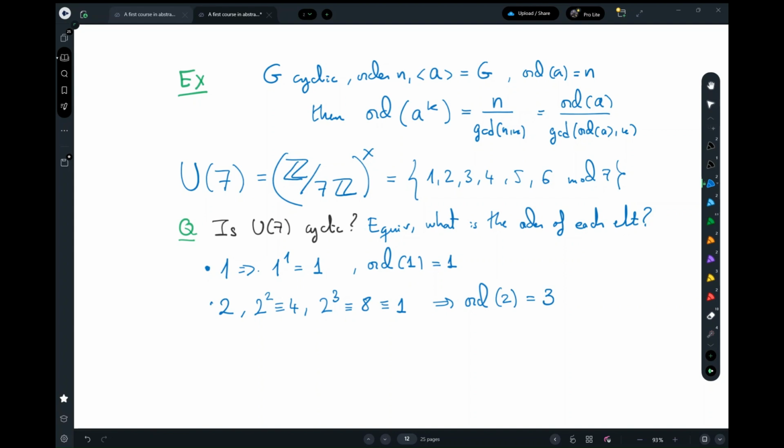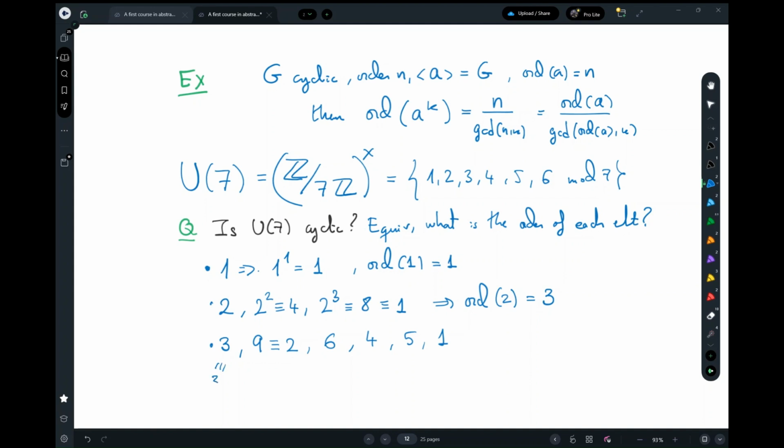Let's find what is the order of 3. So 3 squared is 9. 9 is 2 modulo 7. 3 cubed will be 9 times 3, or 2 times 3, which is 6. And 6 is not 1 mod 7, so I keep going. 3 times 6 is 18, and 18 is 14 plus 4. 4 times 3 is 12, and 12 is 5. And 5 times 3 is 15, which is 1.